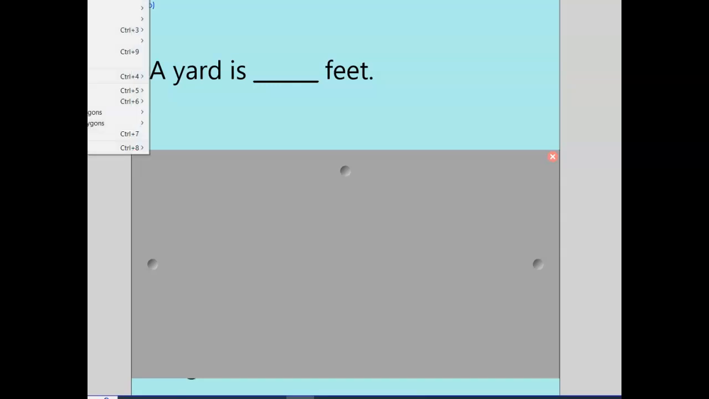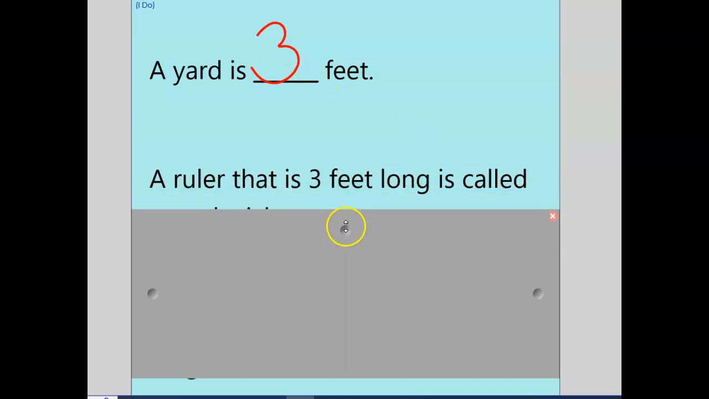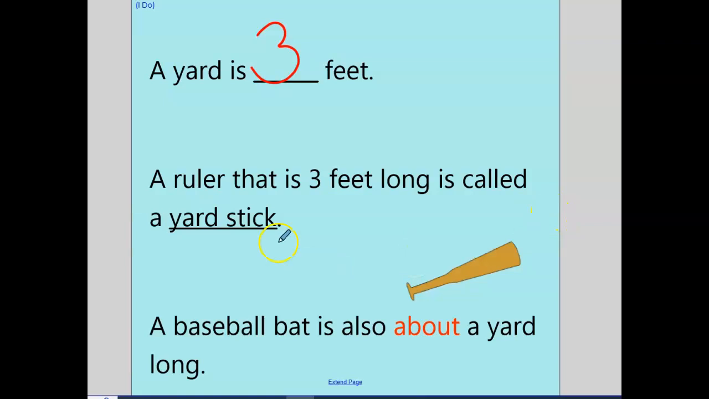All right, now a little bit of information here. So I'm going to use a pen for this. A yardstick is 3 rulers put together. So if a yardstick is 3 rulers put together, then a yard is 3 feet long. Why isn't it letting me draw with my pen? There we go. 3 feet long. 1 yard is 3 feet long. 3 rulers long. A ruler that is 3 feet long is called a yardstick. A baseball bat is about a yard long. So think of that. A yard long is about a baseball bat, 3 feet long.